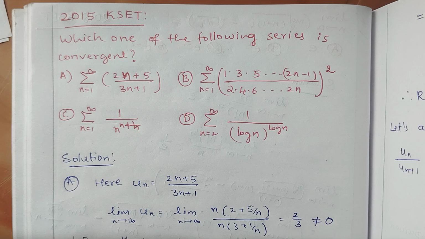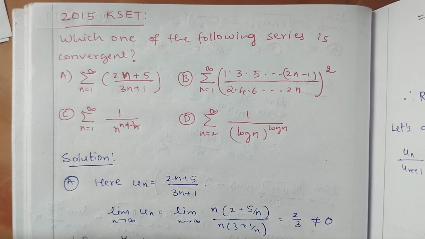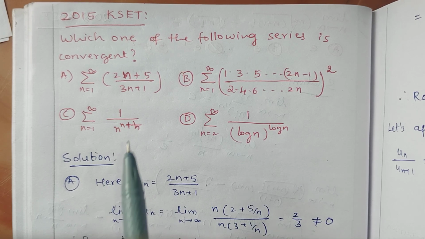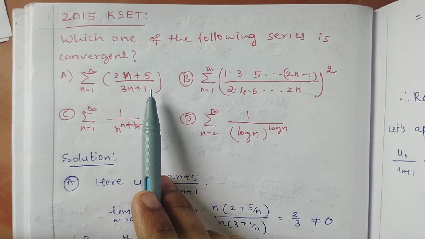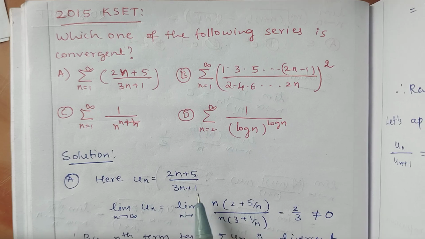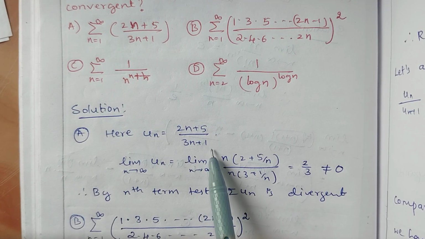Today I am discussing another question from 2015 KSET. The question is about which of the following series is convergent. The first series is the sum of (2n+5)/(3n+1). Here un is equal to (2n+5)/(3n+1).